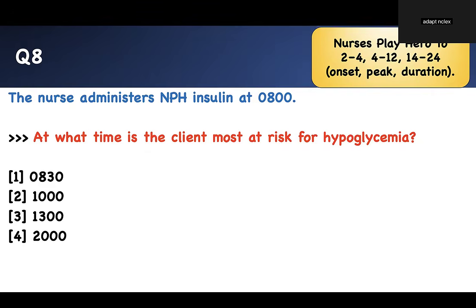Therefore, 8:30 is too early. 10 o'clock is not even at the beginning of the peak. That's the onset. 1 o'clock is in the middle of the peak. 2000 is past that, that is the duration of the medication. And therefore, you should see the patient at 1 o'clock. Always use the peak as the time at which you're going to cause hypoglycemia. If the question asks for priority, that's what you're looking for.